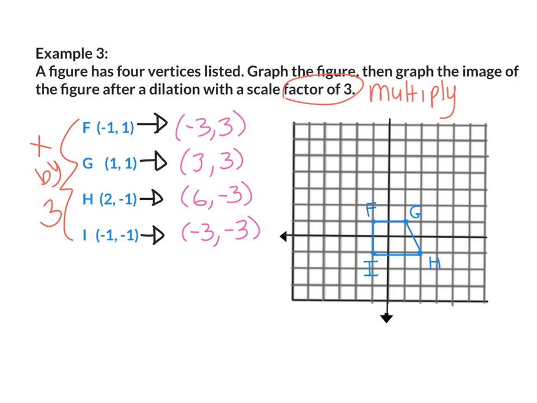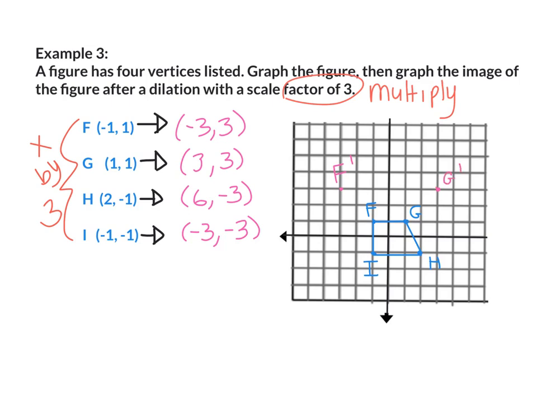Now let's go ahead and plot them. For F, (-3, 3). I'm going to start at the origin, go left 3, up 3. And that would be F prime. Now for G, (3, 3). I'm going to start at the origin, go right 3, up 3. That would be G prime.